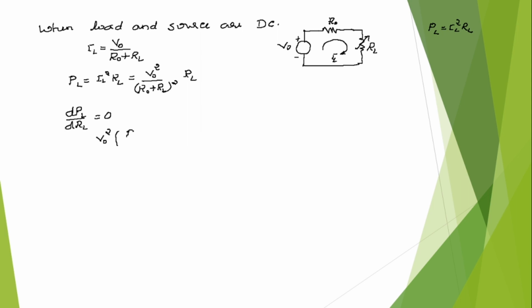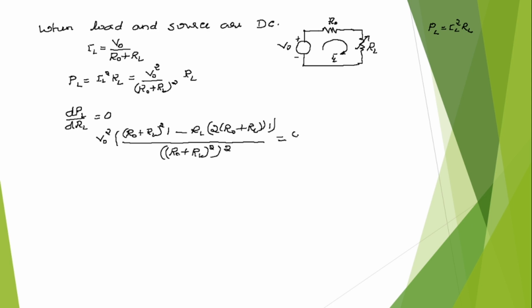So (R0 plus RL) square into du, the differentiation of RL with respect to RL is 1, minus U dV, that is RL into the differentiation of the denominator, that is 2 (R0 plus RL) into 1, divided by V square, that is (R0 plus RL square) whole square. This is equal to 0.